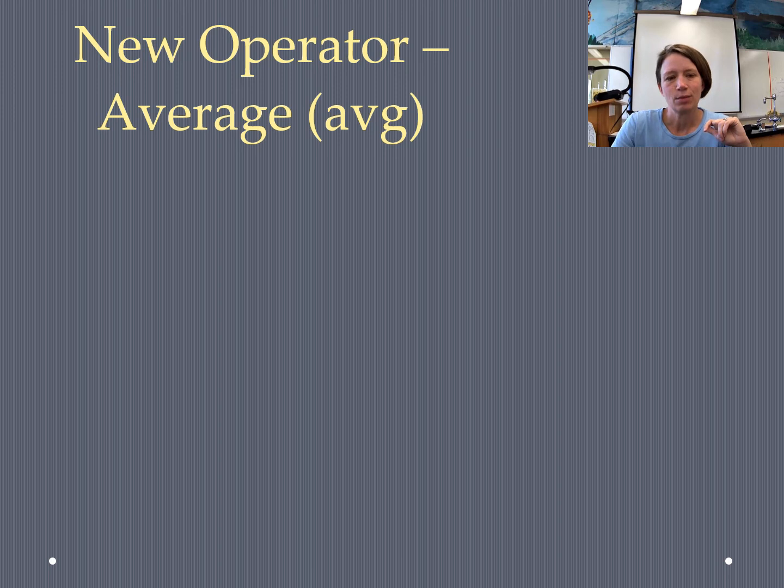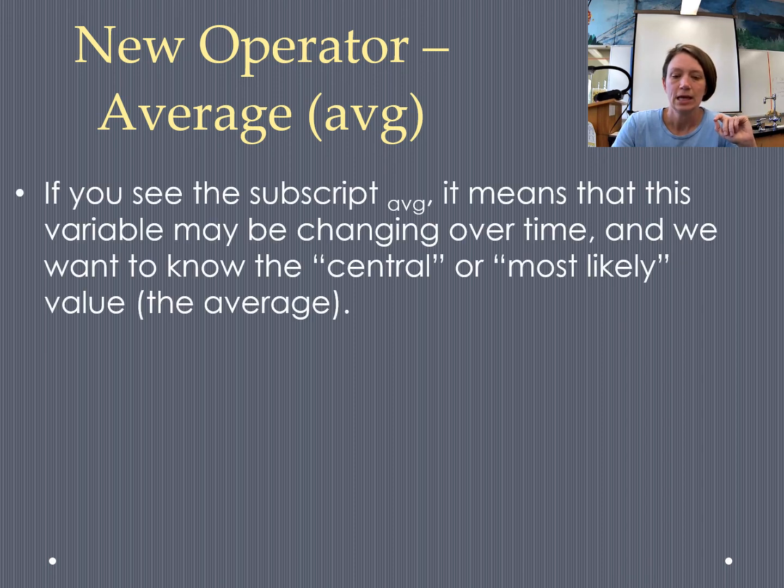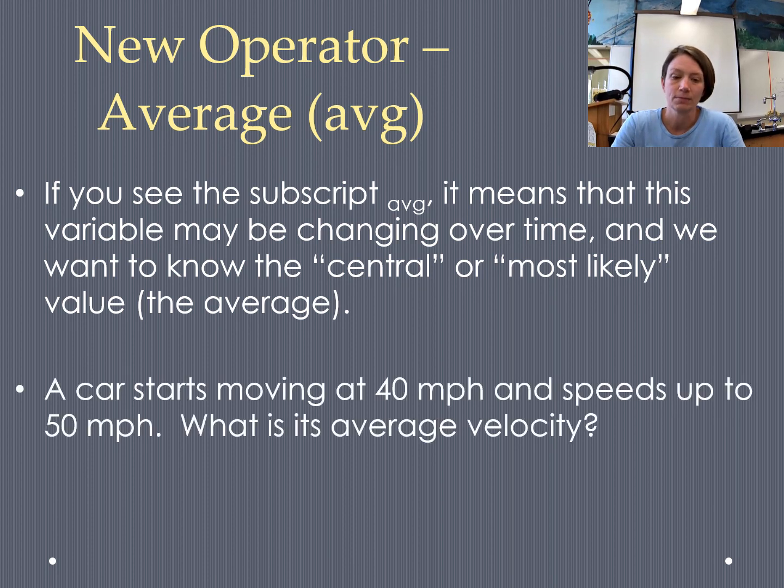The last math operator to talk about going into the year is known as average, and this is one that probably you have experienced in a math class before at some point. We're usually just going to write AVG because that's a little easier than writing the whole word average. And we usually use it as a subscript. So if you see the subscript AVG, it means that this is some variable that's changing over time. We don't care where it started or where it ended or even how much it changed by. What we care about is what the average or central or typical value of this variable is.